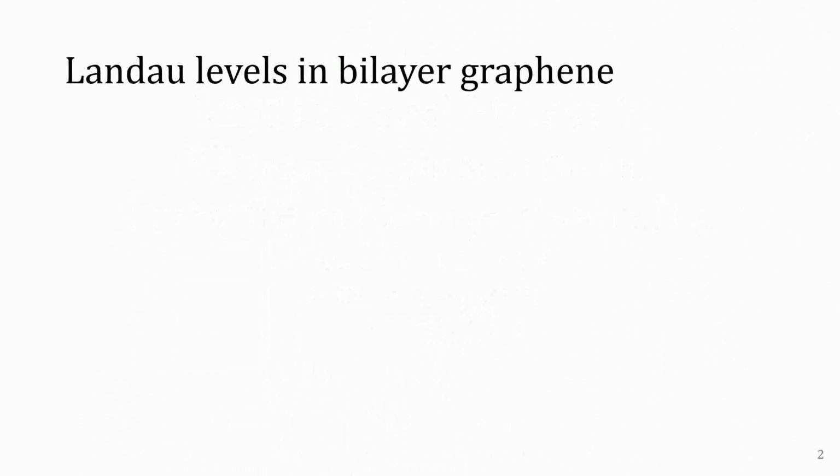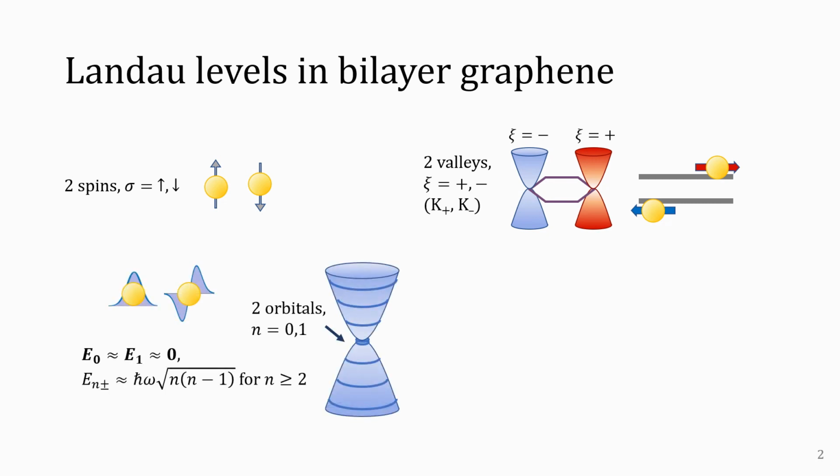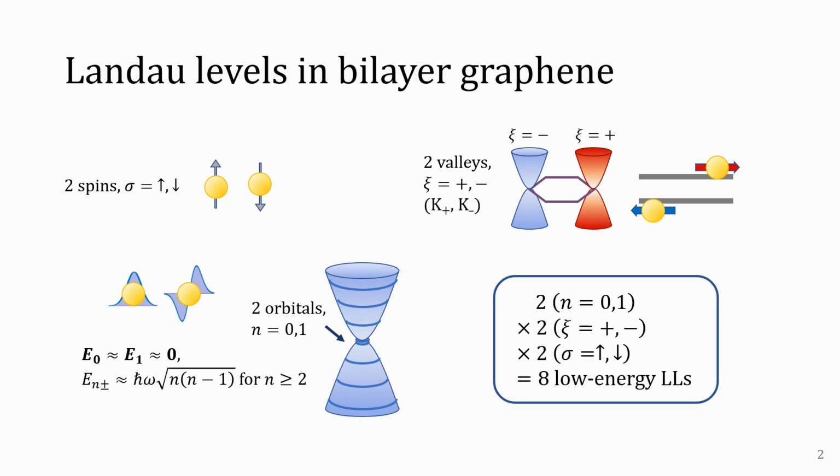We are interested in Landau levels in bilayer graphene as a platform to build many body ordered states. The more single particle states we have as ingredients, the more many body states we can make with them. These states are labeled by spin, up and down, valley, plus and minus, approximately equivalent to layer, and orbital 0 and 1. This gives us 2 by 2 by 2 equals 8 low energy Landau levels.